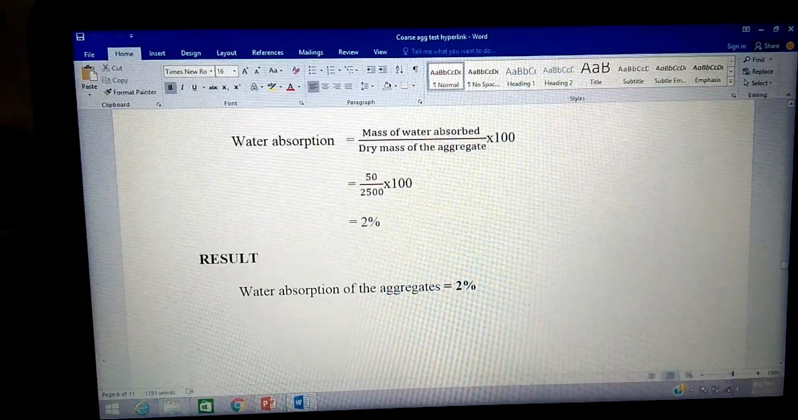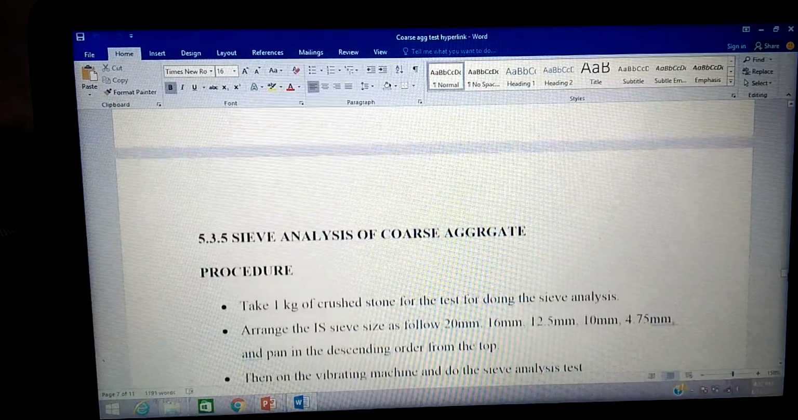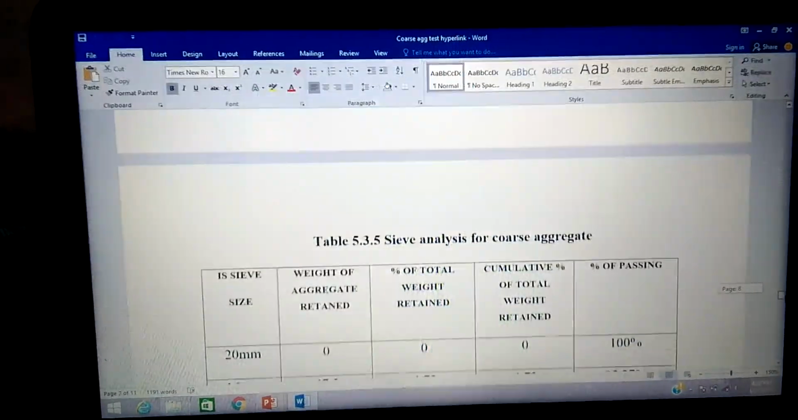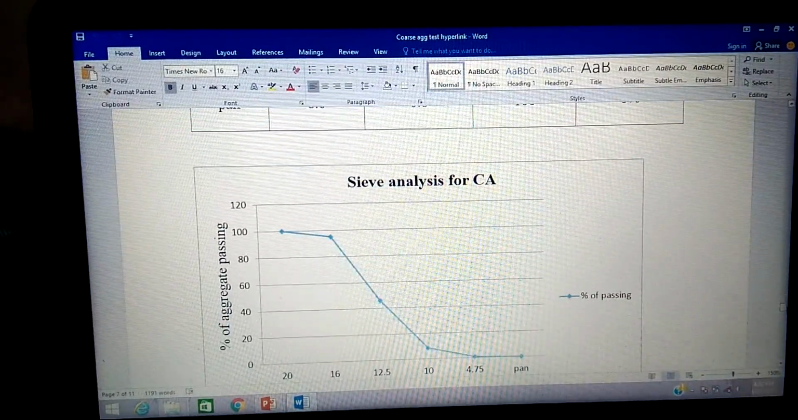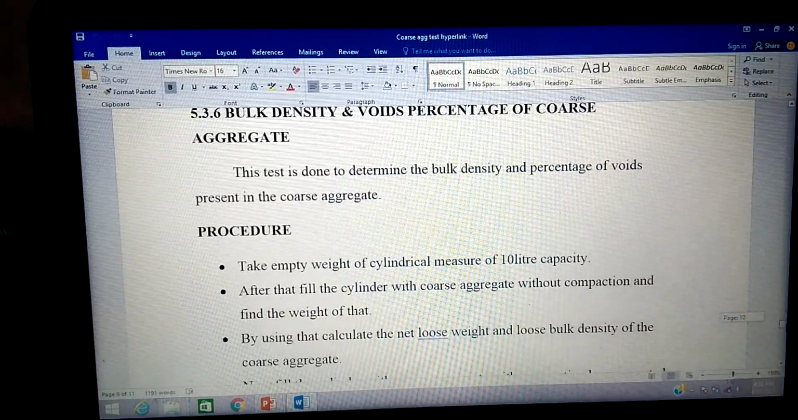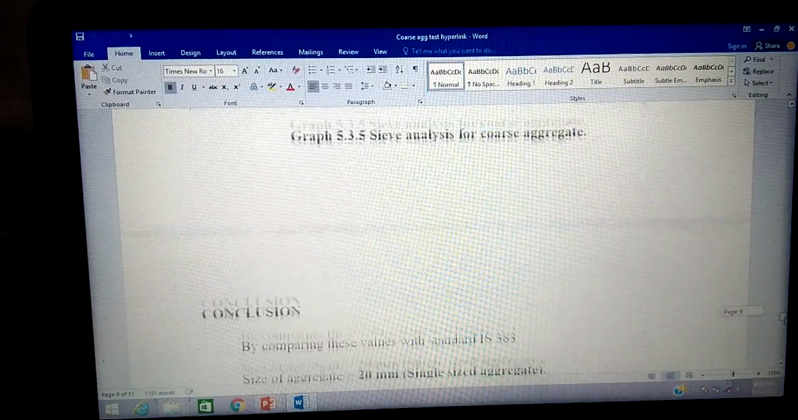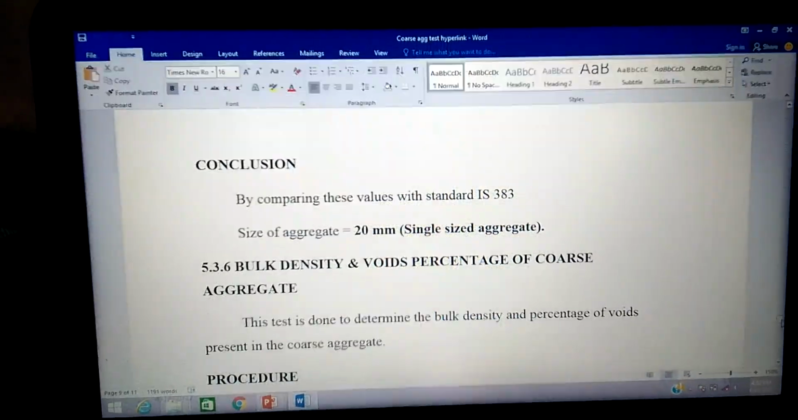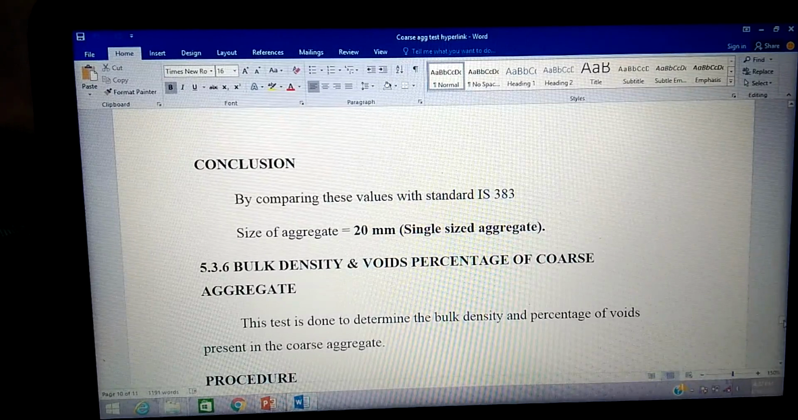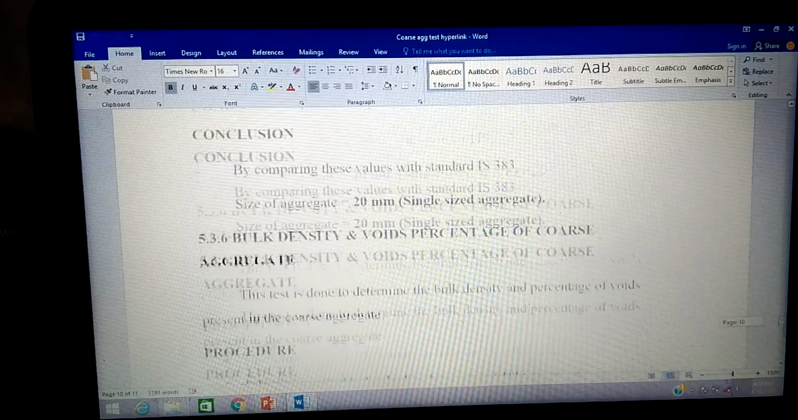Next, water absorption. Water absorption of our coarse aggregate is up to 2%. Then we have done sieve analysis for coarse aggregate, similarly as we did for fine aggregate. This is the chart of coarse aggregate. As a result, we got 20 mm single sized aggregate, by comparing with the Indian Standard 383 code book.